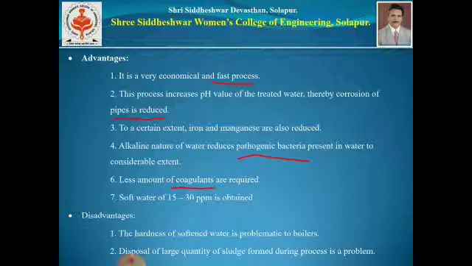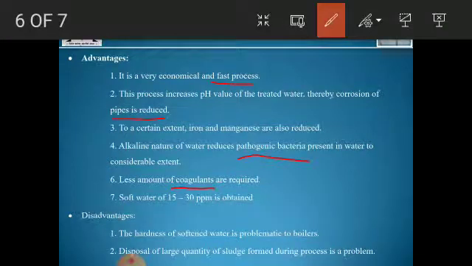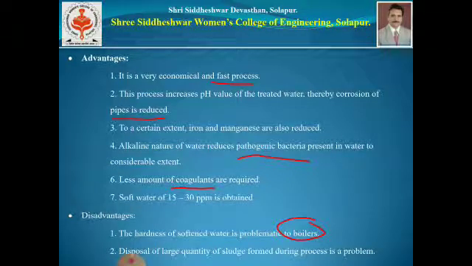But hardness of water around 15 to 30 ppm is also problematic, especially for boilers. In boilers, there may be formation of scale and sludge due to such water. So this is a disadvantage of the hot lime soda process. Then there is one more problem with this process: the formation of sludge. A large quantity of sludge is a problem to dispose of. The disposal of calcium carbonate and magnesium hydroxide is also problematic. So this is all regarding the hot lime soda process of softening of water.